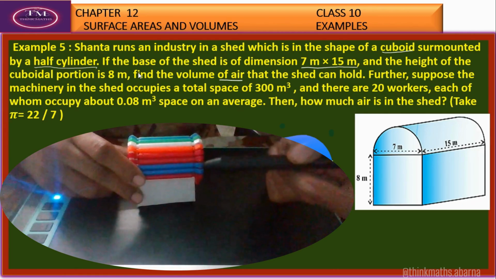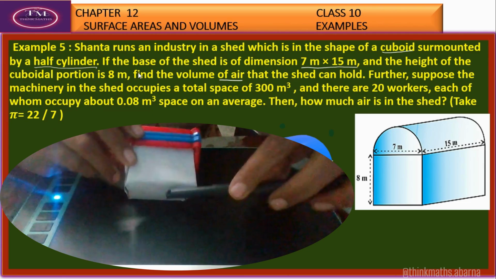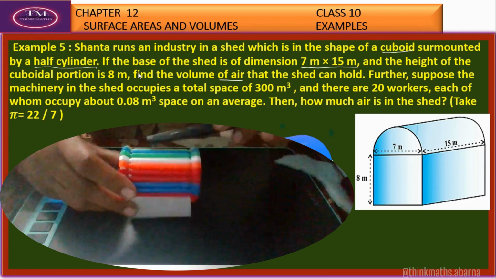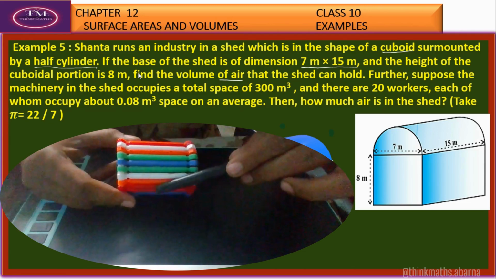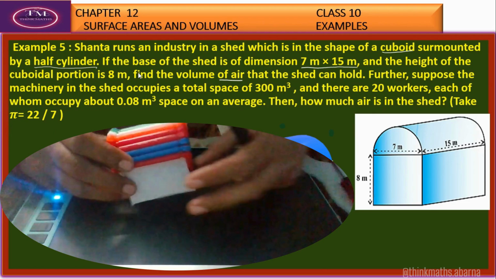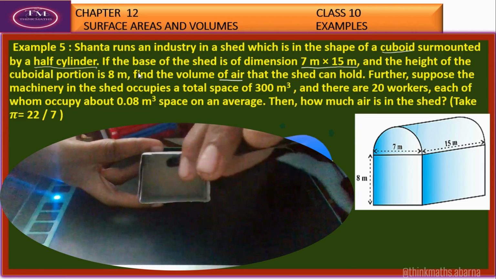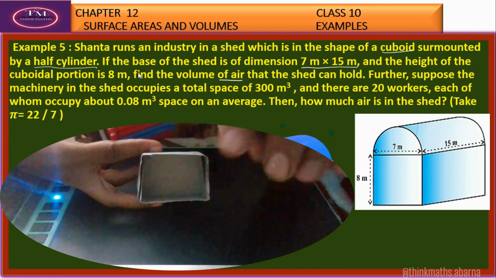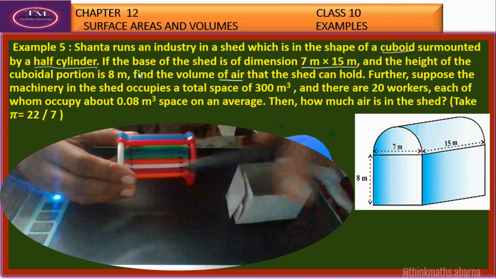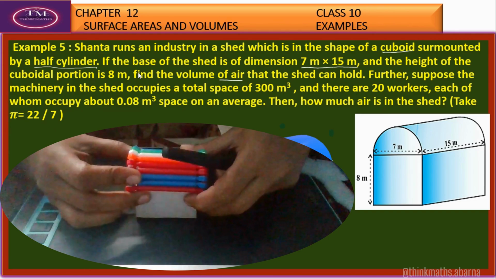How is this shed formed? This shed is formed by a cuboid in the base, and it is surmounted by the half cylinder. So this is the half cylinder. We have to find out the volume of air occupied by this shed. So it is nothing but the volume of air occupied by this cuboid. There will be air in this cuboid, so we have to add the volume of air occupied by this cuboid and the volume of air occupied by this half cylinder. Both of these will give the volume of air occupied by this shed. So this is the first part.